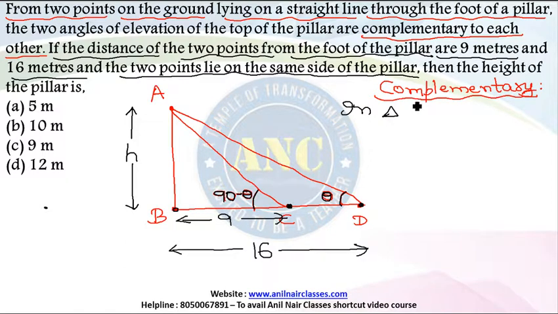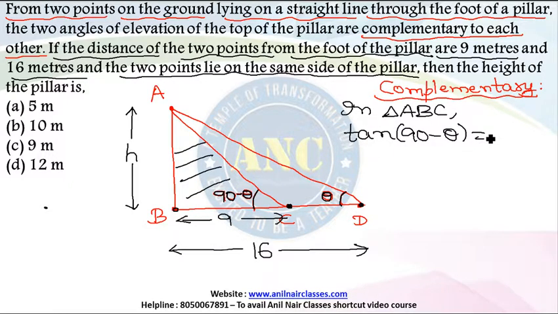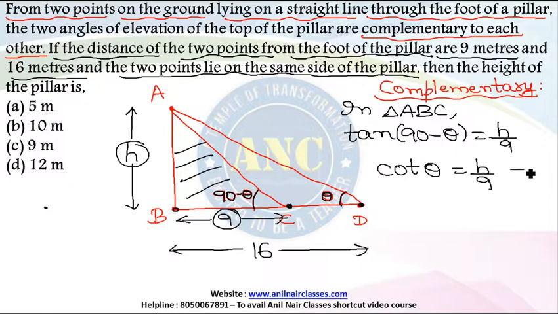So if I take the smaller triangle ABC, if I take this particular triangle, tan of 90 minus theta is opposite by adjacent. Opposite is h, adjacent is 9. So it is h by 9. But tan of 90 minus theta from allied angles is nothing but cot theta. So cot theta is nothing but h by 9. This is my first equation.